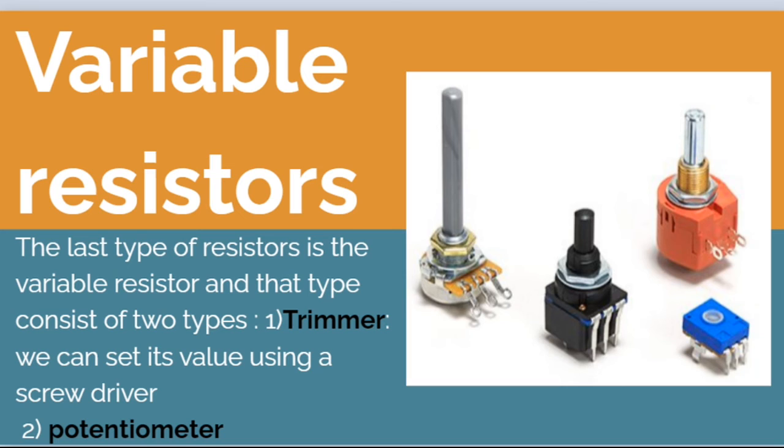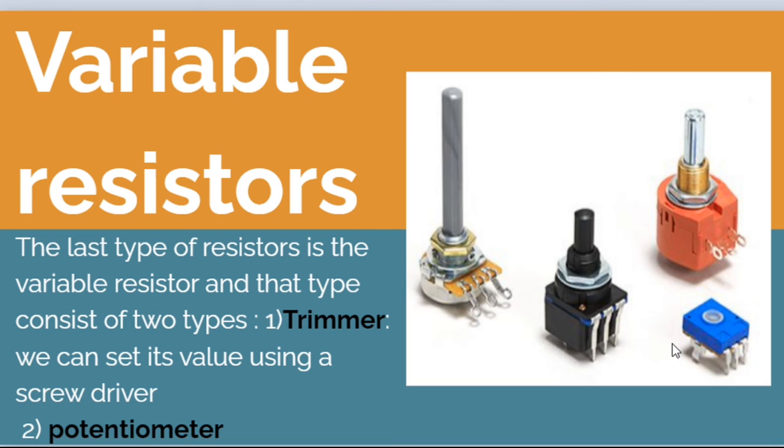The variable resistors. The variable resistor is the fourth and last type of resistors, and that type consists of two types. The first type is the trimmer. We can set its value using a screwdriver. So we have the variable resistor; this is the trimmer type of the variable resistor.